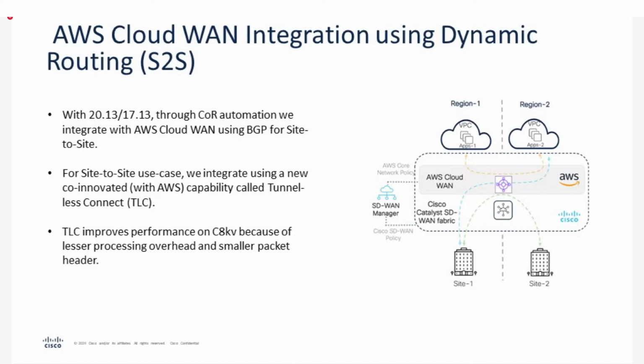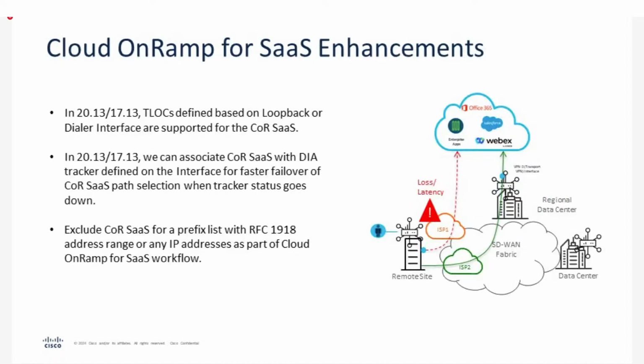By doing this, we get improved performance on all your Cat 8kV routers, as there will be a very small packet header and much less overhead processing for this particular router on the cloud. So this was the enhancement for the AWS integration. Next, we have the cloud on-ramp feature for SaaS.